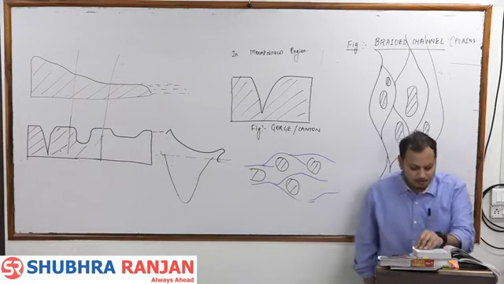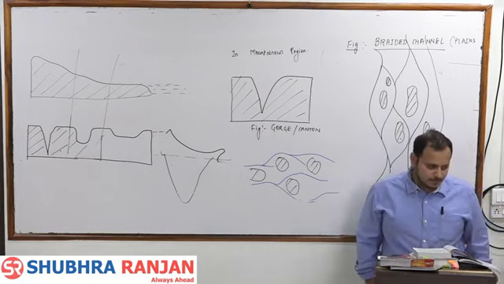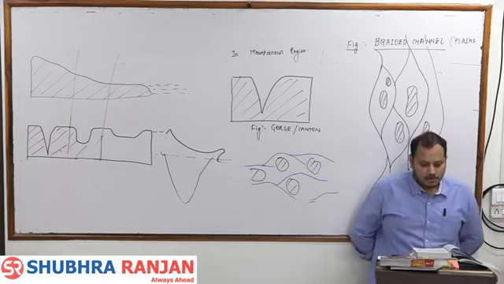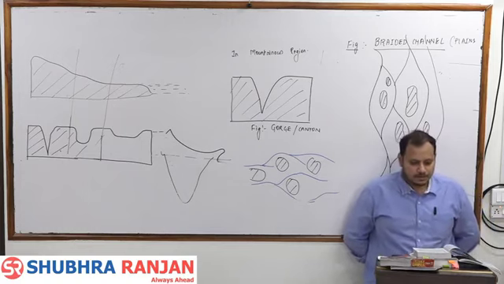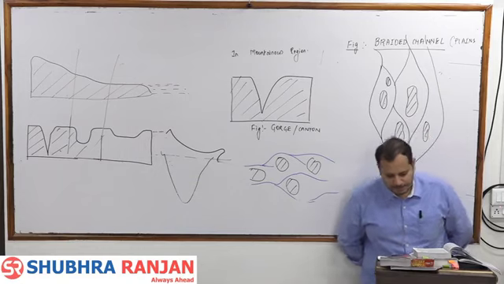So, next, complexity. This has also been your past year question. Complexity of geomorphic evolution is more common than simplicity.